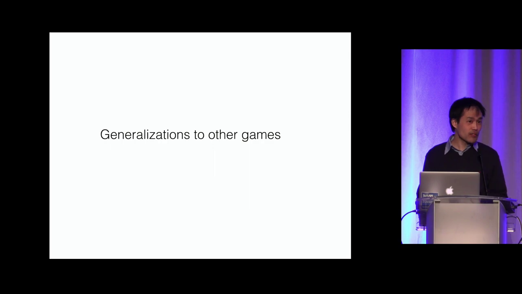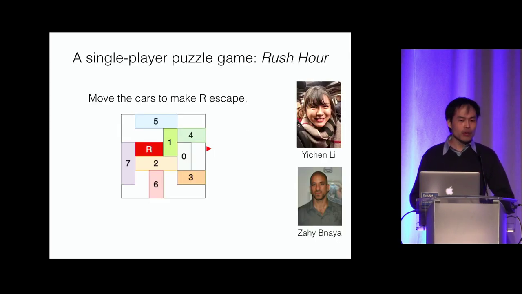Other games. So I've talked a lot about 4 in a row. There exist other games in the world, and this is one of them. So 4 in a row is adversarial. So you can wonder, does this generalize at all to a single player puzzle game? So if you don't have an opponent.